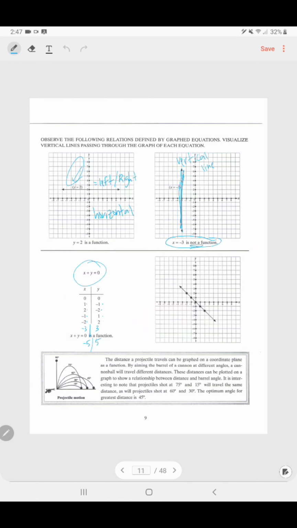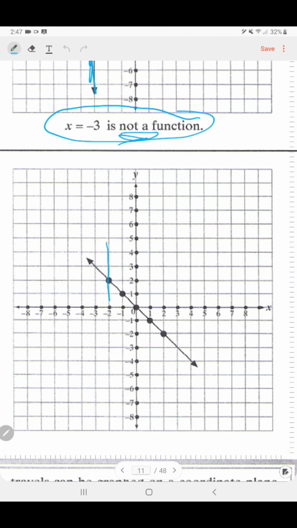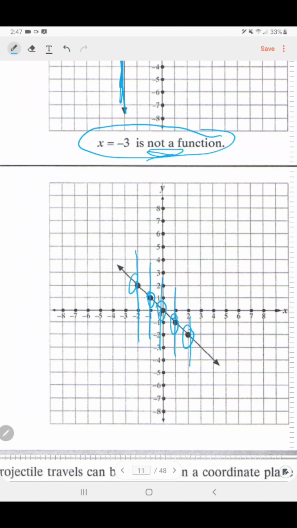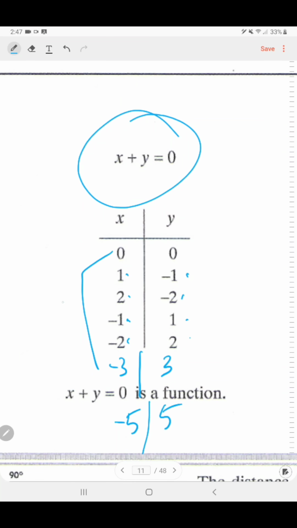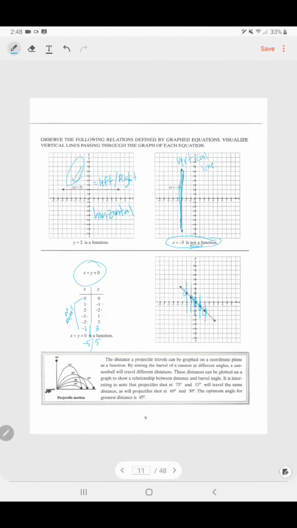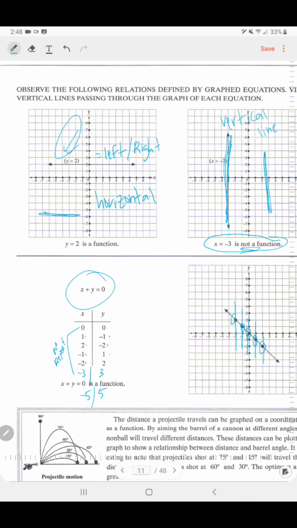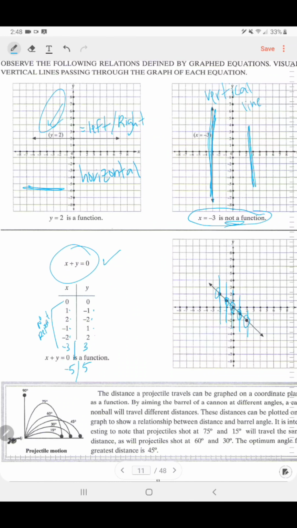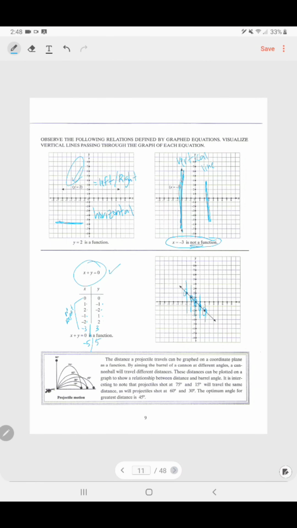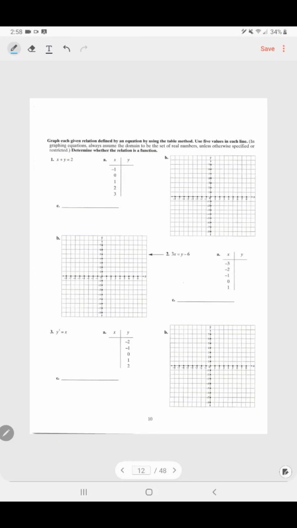Also, this is a function, because if you throw the line, it only hits once. Also, no x's are repeating, so that's a function. They want you to be able to know this just by looking at the graph. So again, if it goes vertical, no, not a function. If it goes sideways, yes, function. And if it's one of these, then yes, function. Okay, so we're going to practice what we did earlier.